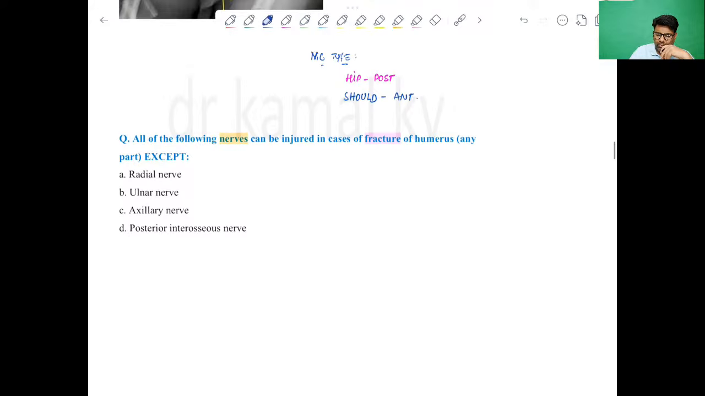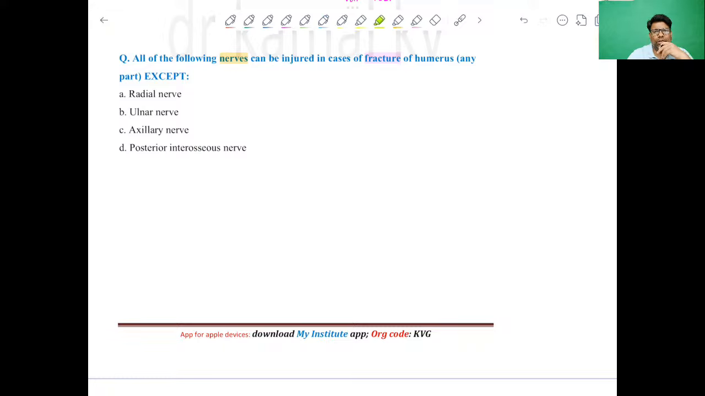Okay. Now moving forward to the nerves which can be injured in cases of fractures of the humerus. For this you need to know the anatomy of the humerus in relation to the nerves. One of the ones very frequently asked is of course the radial nerve, which passes through the spiral groove. Clear? So whenever there is a fracture of the shaft of the humerus, the radial nerve can be injured.